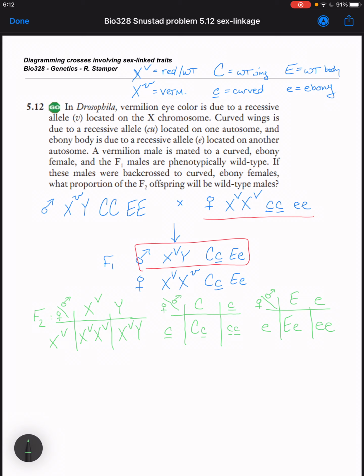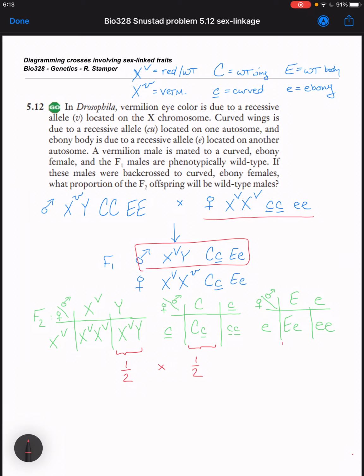So those are my three separate little Punnett squares. You could have combined any of those you wanted into a bigger square, but I'm doing it this way to show probability. This question asks me, what's the proportion of the F2 offspring that are wild type males? Well, if I look here, these are the only males I'm going to get. They do happen to be wild type, which is great. So I can say a 1 out of 2 probability there. And they have to have a wild type wing shape, which would be here, 1 out of 2. If I need both of those things to occur in the same organism, that's an and. I'm multiplying these numbers together.